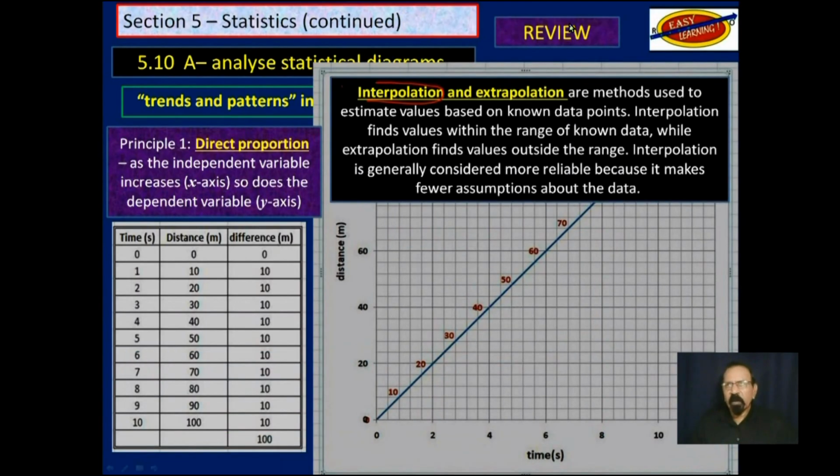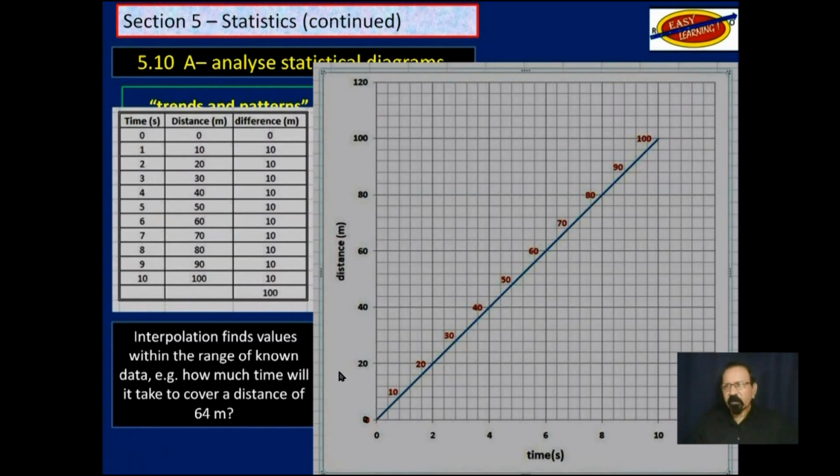Review. We are now going to look at interpolation and extrapolation, but we have done this before, so this is just a review. Interpolation finds values within the range of known data, while extrapolation guesses or estimates values outside that range. Interpolation is generally considered more reliable because it makes fewer assumptions about the data. So let us say we have this graph here.